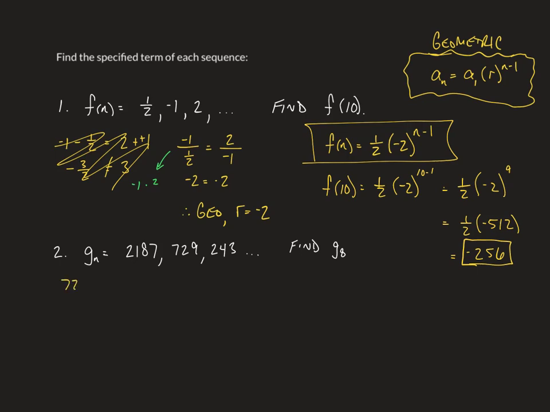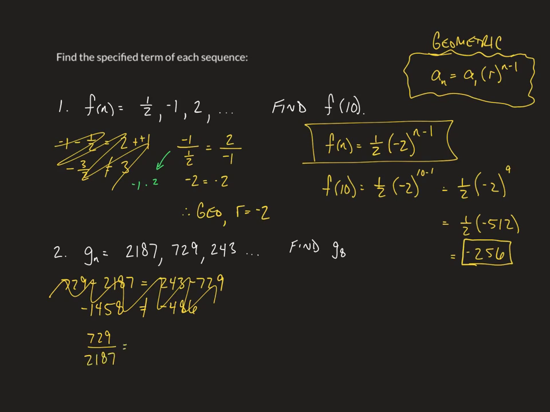So I'm going to do 729 minus 2,187 and see if that's the same thing as 243 minus 729. These are not the same, so it's not arithmetic. So let's see if it's geometric. We'll do the same thing with division. 729 divided by 2,187, and see if that's the same thing as 243 divided by 729. If I reduce these fractions, I'll get 1/3 and 1/3. So therefore it is geometric, and the common ratio is 1/3.